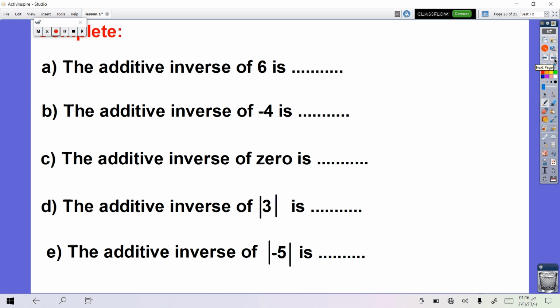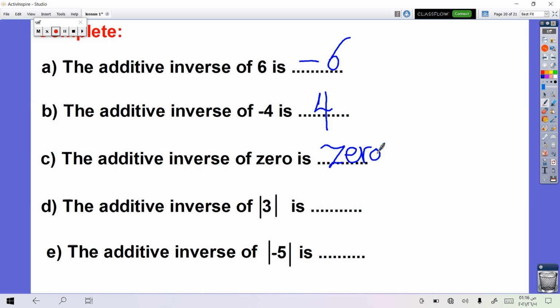The additive inverse of 6, as we said before, for inverses or opposites, we have to change the sign. So the additive inverse of 6 will be equal to negative 6. The additive inverse of negative 4 will be equal to 4. But the additive inverse of 0 will be equal to 0, because 0 is neither positive nor negative. So I can't change the sign of 0, because 0 is neither positive nor negative.